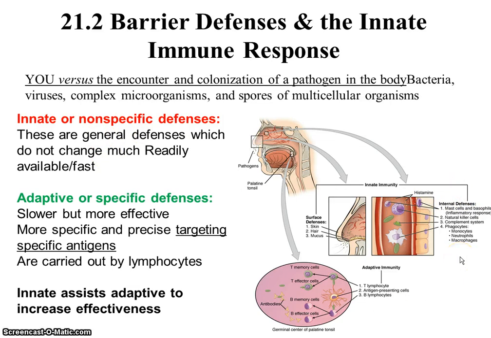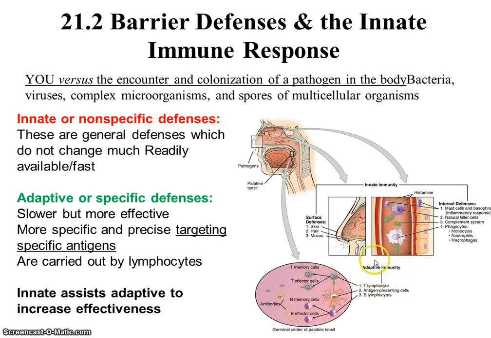All right, so they give you some examples of these guys right here in this cartoon, which is very nice, right? Surface defenses or barriers are skin, hair, and mucus, right? And then actual cells and proteins, we've got the mast cells and basophils, natural killer cells, complement system, that's proteins, phagocytes, right? So, and here's your adaptive, that's your third line, okay?